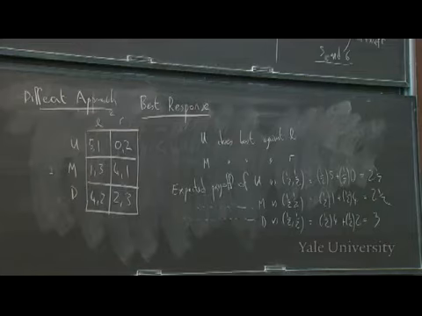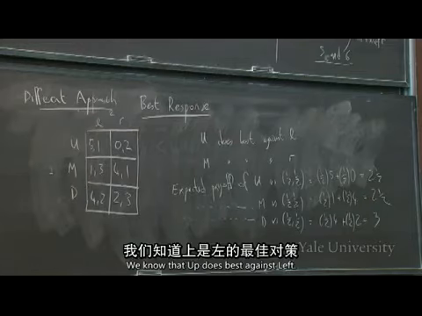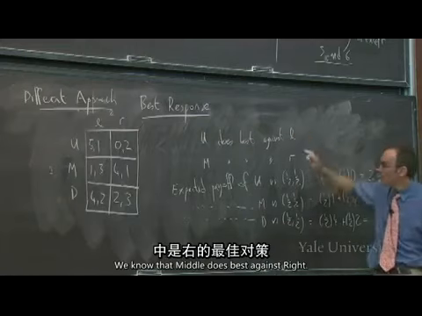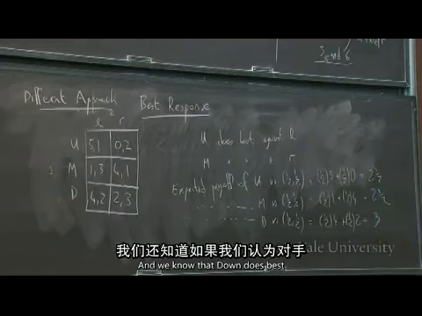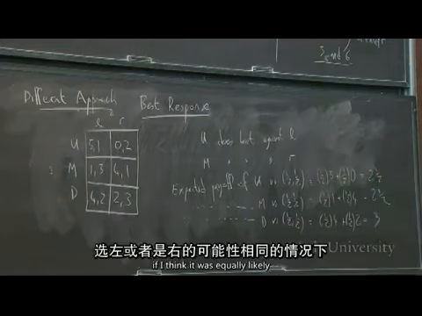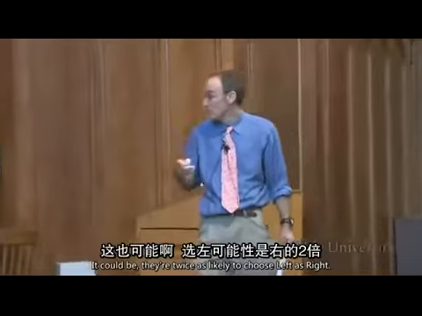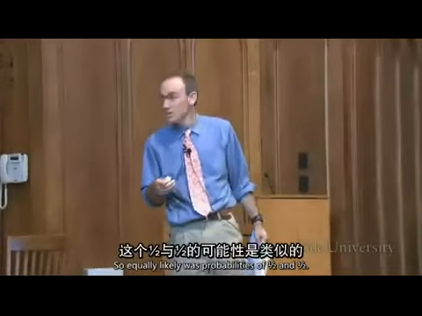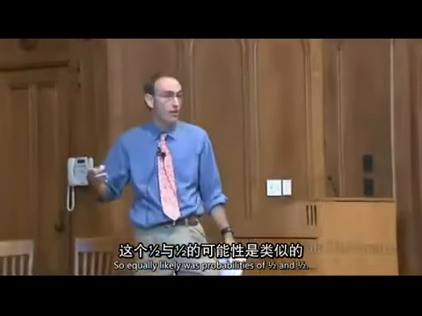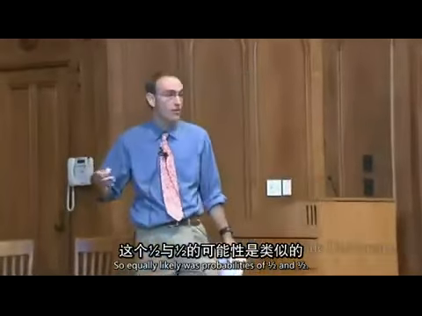All right? Now, we're not quite there yet. We know that up does best against left, we know that middle does best against right, and we know that down does best if I think it was equally likely that the person's going to choose left and right. But that's not the only beliefs I could have. For example, I could believe that it's twice as likely that the person's going to choose left as right. So equally likely was probabilities of half and half. What probabilities are associated with thinking it's twice as likely they're going to choose left than right?